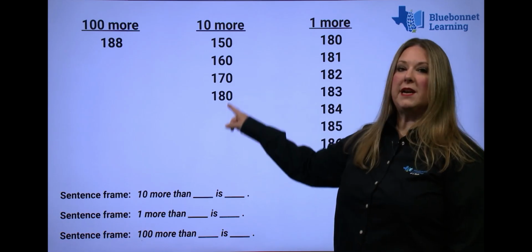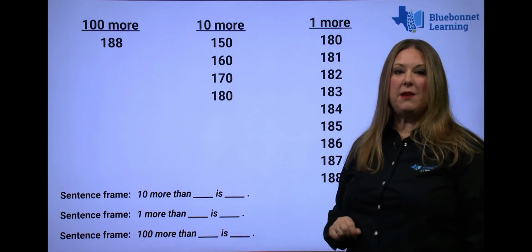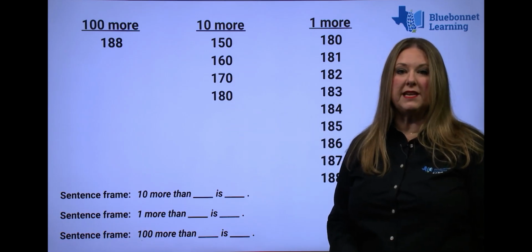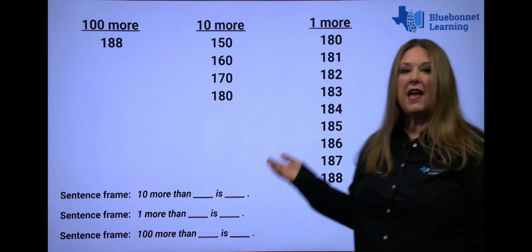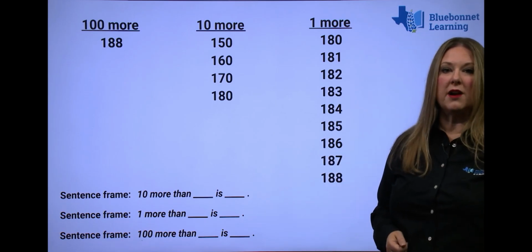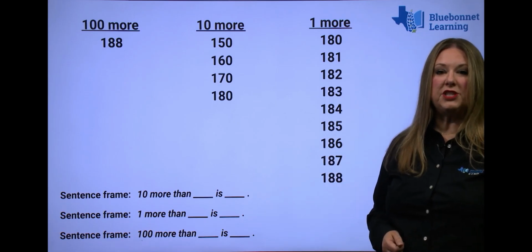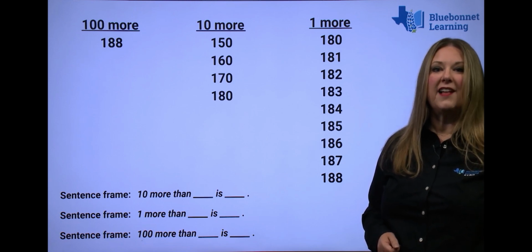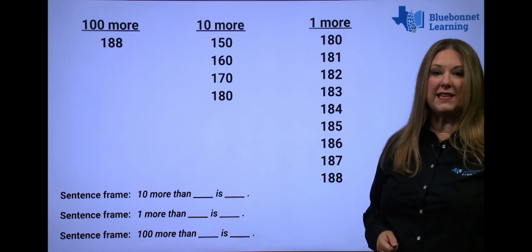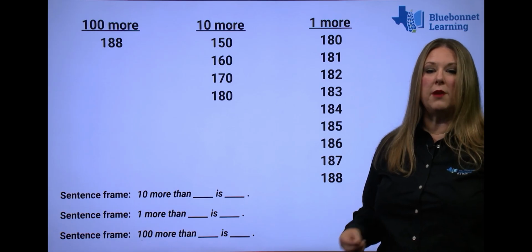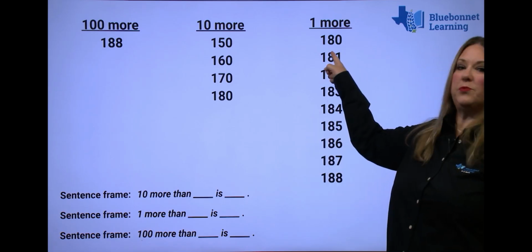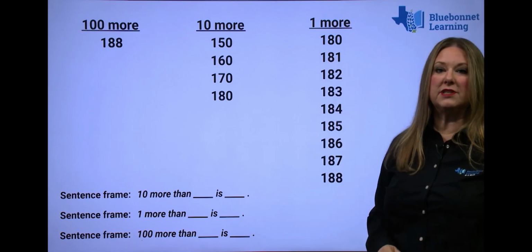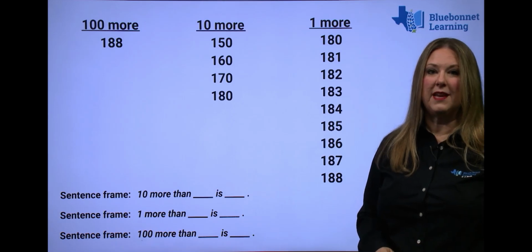That's right. We already talked about when we're adding 10 more, only our tens place value changes. When we're adding one more than a number, which digit or which place value is changing? That's right. Only the ones place changes when we are doing one more. Our tens place stays the same and our hundreds place stays the same.